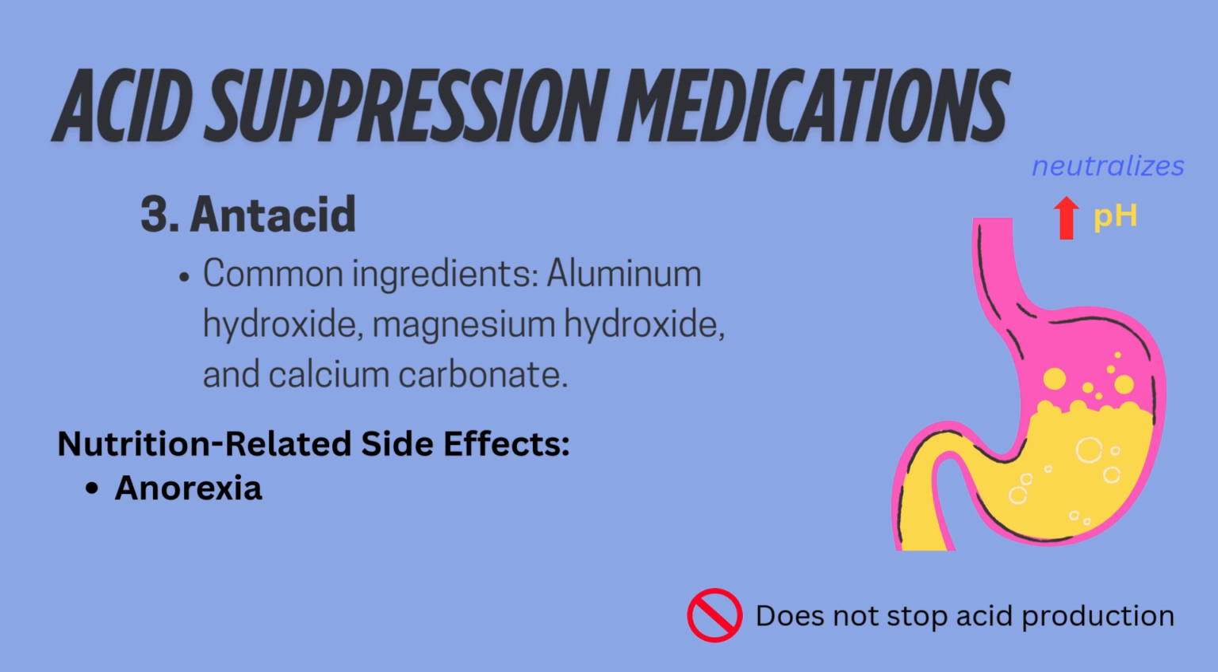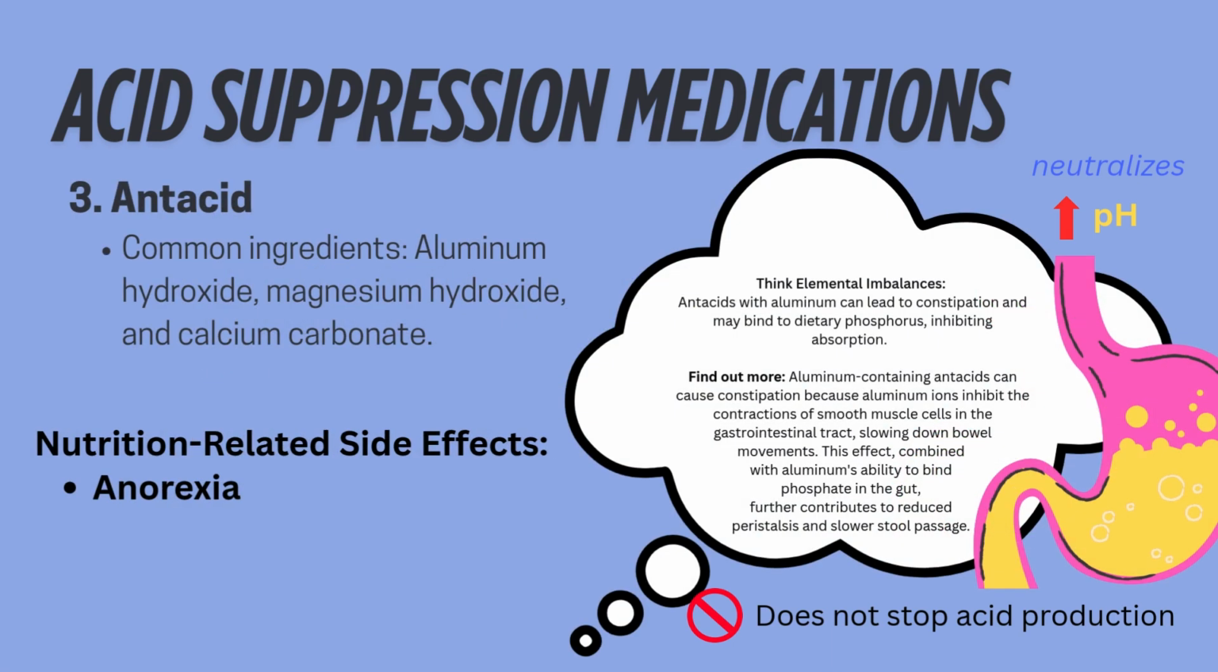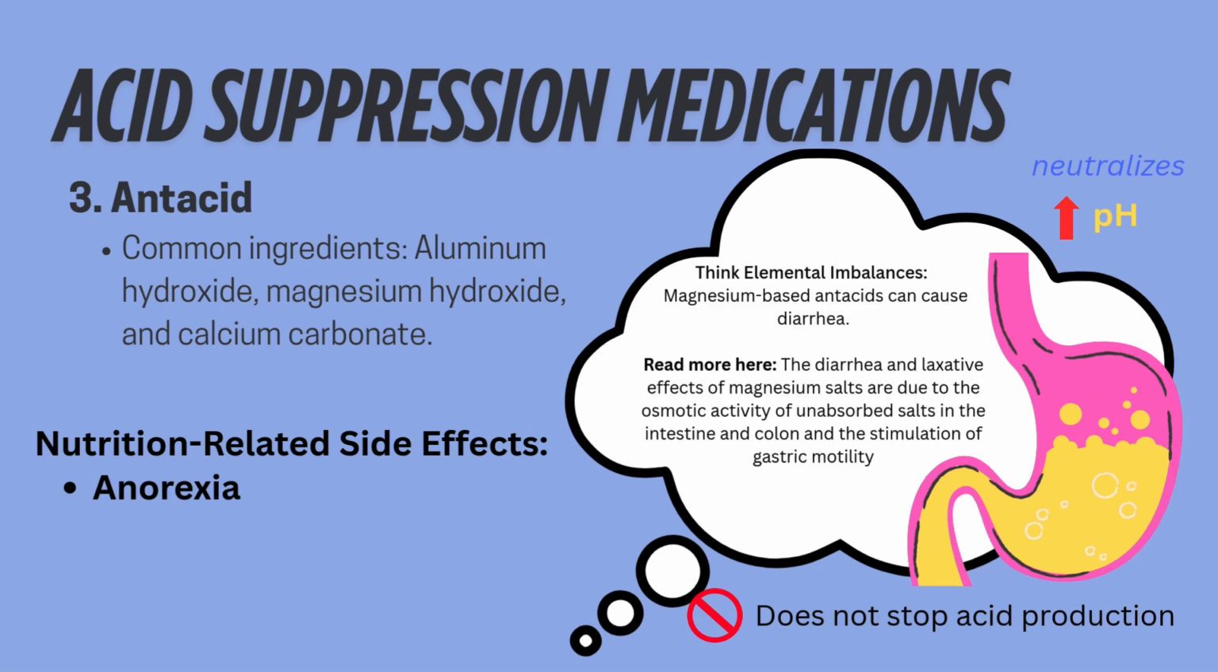So let's think about what we've learned about the acid suppression medications today. Let's think about elemental imbalances. Antacids with aluminum can lead to constipation and may bind to dietary phosphorus, inhibiting absorption. Magnesium-based antacids can cause diarrhea. Now, what happens to people who have lots of diarrhea? Malabsorption, they could lose weight, which could lead to anorexia. That's where my thinking goes.